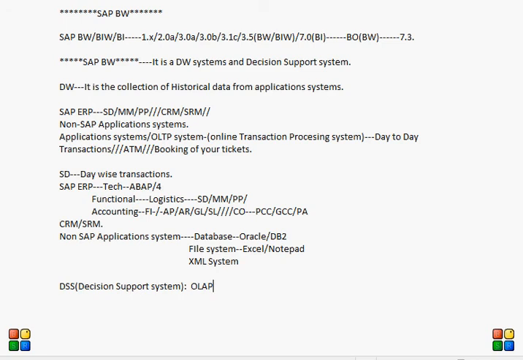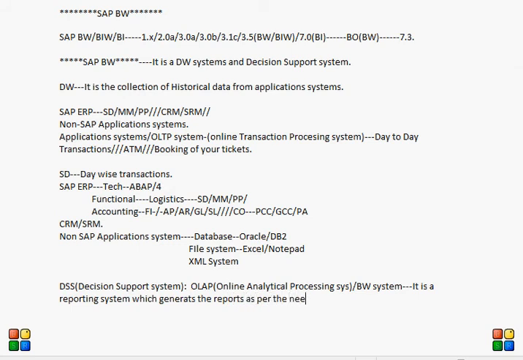So now it would be under the OLAP system, which is the online analytical processing system. That is our BW system. Please follow BW. Now this is a reporting system which generates the reports as per the needs of the organization. Just add this: it generates the required reports. Whatever is your requirement, based on that and based on your organization's needs, the reports will be generated.